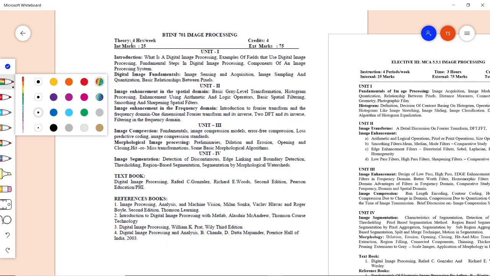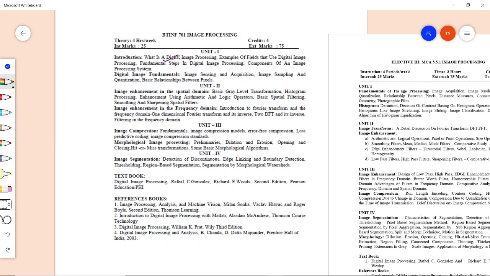Hi learners, in this module, first we will see how much of the syllabus we covered up to the last lecture. For BTech final year IT, we covered what digital image processing is, examples of fields that use digital image processing, fundamental steps in digital image processing, components of an image processing system, image sensing, image acquisition, image sampling, quantization, basic relationships between pixels, and an introduction to Fourier transformation.